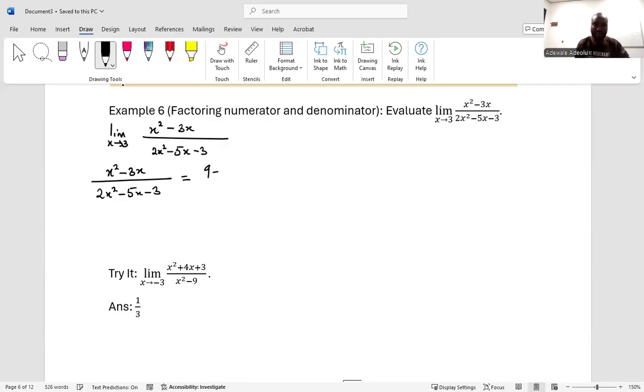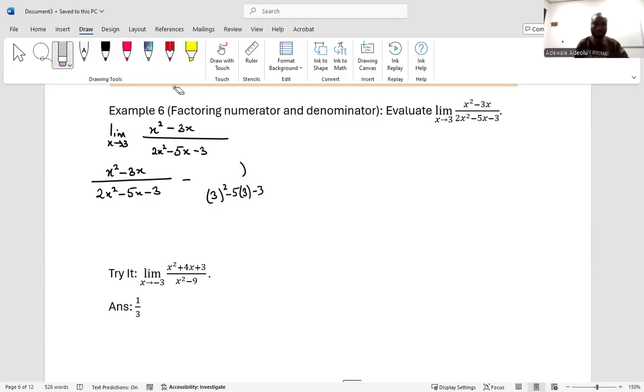9 minus 3 times 3. So that is 0. What about the bottom part? 2 times 3 squared minus 5 times 3 minus 3. Most times you can do this in your head or on your paper. So you see this is 9 times 2, that is 18, minus 15, that is 3, minus 3, that is 0.